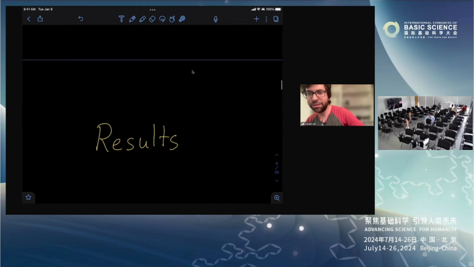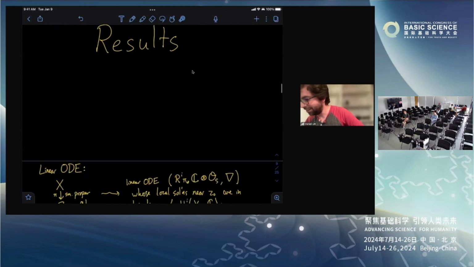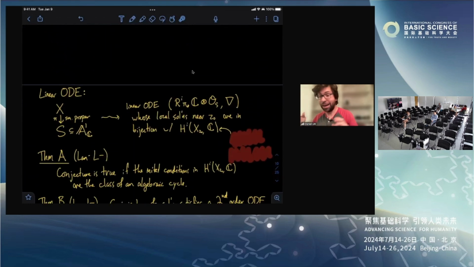Any other questions? Okay, so let me tell you some results. I'm going to tell you a result about nonlinear ODE, but I first want to tell you some things we can prove for linear ODE. And then we'll come to a result for nonlinear ODE, including that Painlevé VI equation I mentioned earlier.